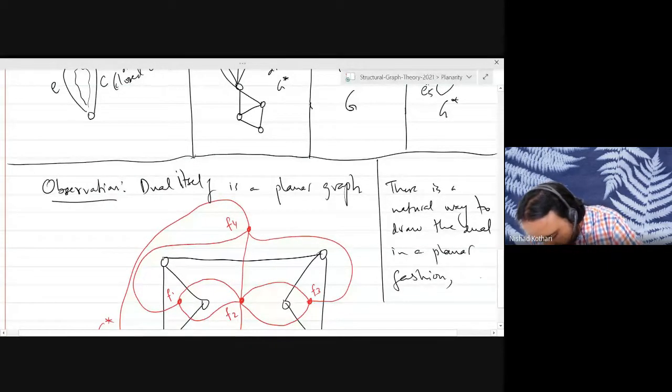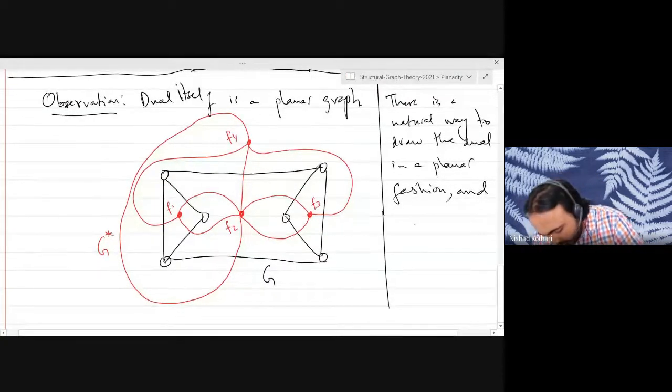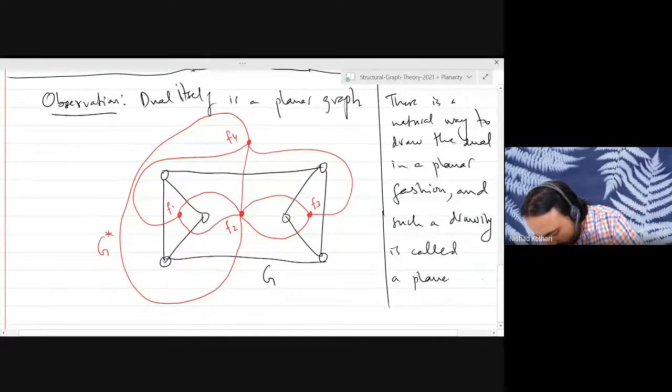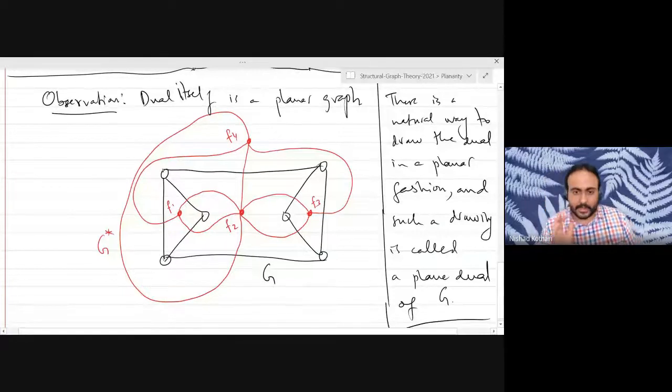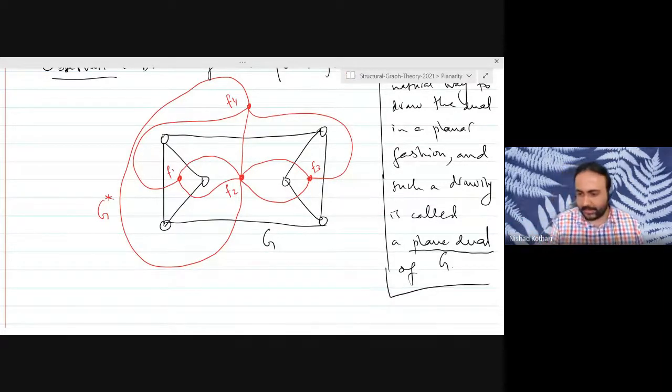And such a drawing, we will call it a plane dual. Such a drawing or embedding is called a plane dual of the plane graph G. Okay, so the dual itself is an abstract graph, but we can also draw it in a planar fashion, and such an embedding that is obtained from the original embedding of G is called a plane dual of the graph G. Okay, and that's it for today.